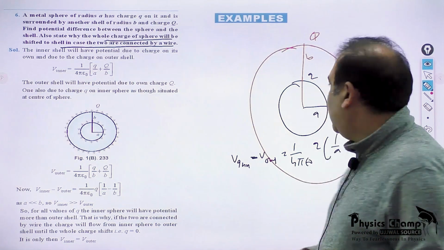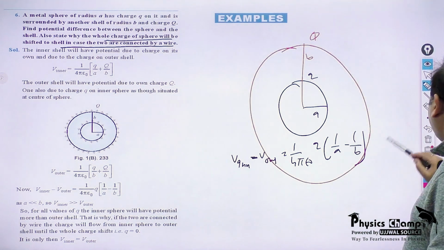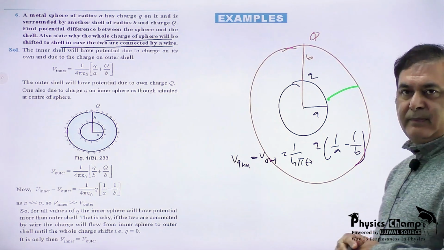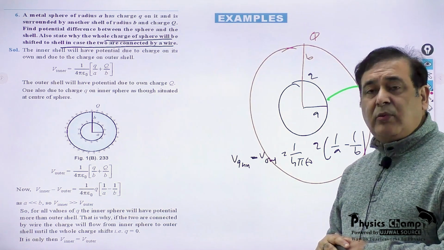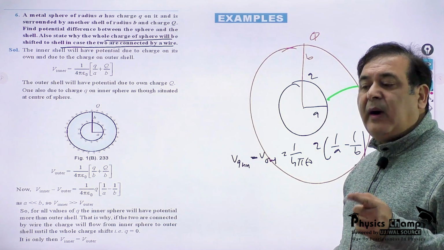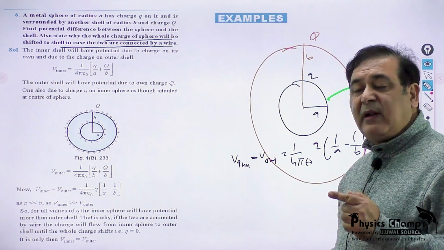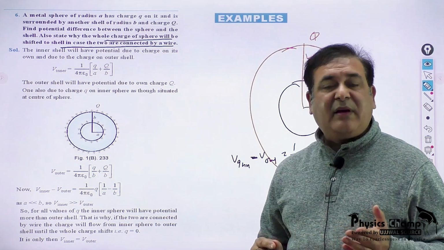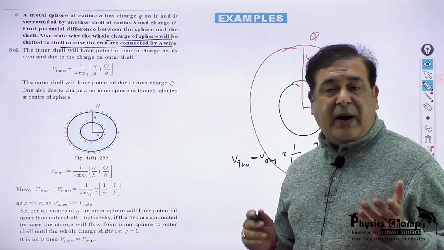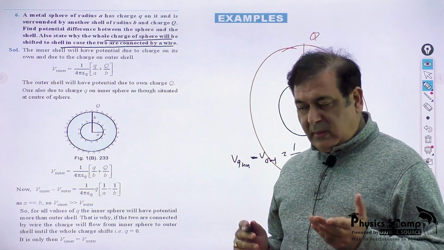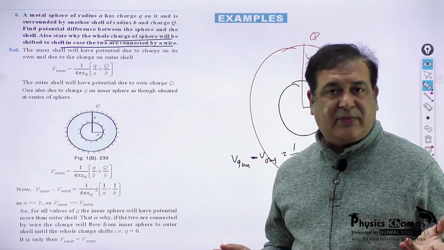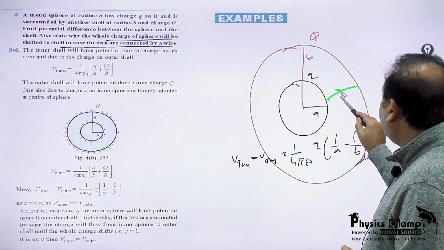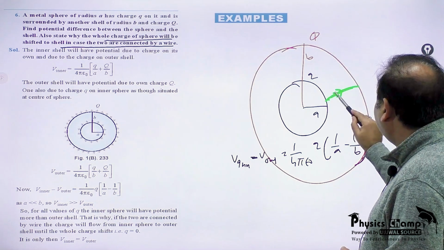What will happen if the two are connected by a wire? When you connect the two by a wire, the charge will flow from higher potential to lower potential until the potential is the same on both. The charge always has a tendency to flow from higher potential to lower potential until the potential is the same on both surfaces. So yes, the charge will flow from the inner shell to the outer shell.